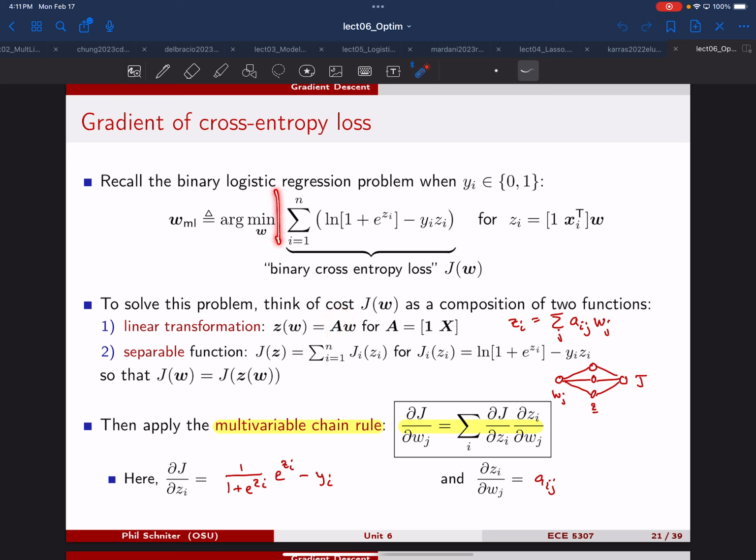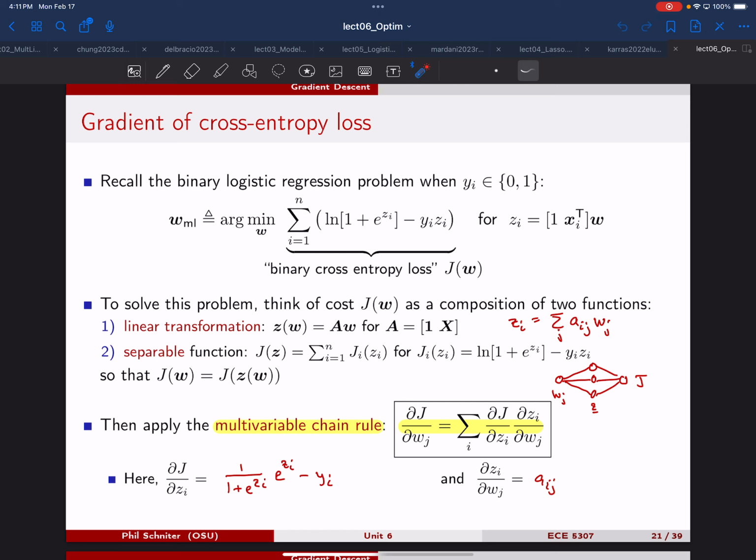And then if we think about this function as a function of Zi, we can think about each of these terms. We can call that J sub i as a function of Zi. And that J sub i is relatively tractable. It's something we can work with. So overall, we have two stages. First, W goes to Z, and then second, Z goes to our cost J.